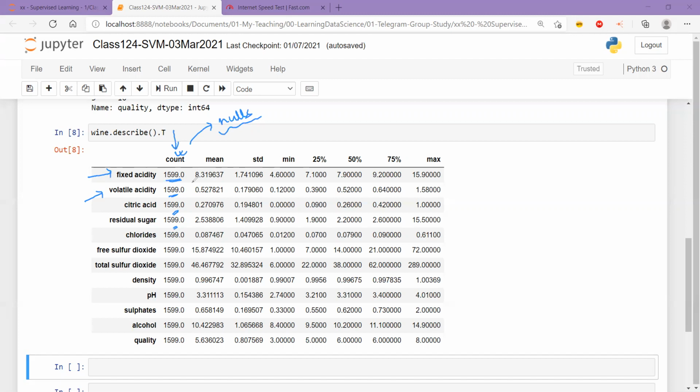So if I look at fixed acidity, 75% is 9.2, max is 15.9. The 75% and 50% are quite close to each other. I'll not say exactly close. The mean is 8.31, which is quite close to 9.20. This means the distribution may look something like this. So there will be a bit of right skewedness, right? Not entirely normally distributed, but I don't think many outliers are there.